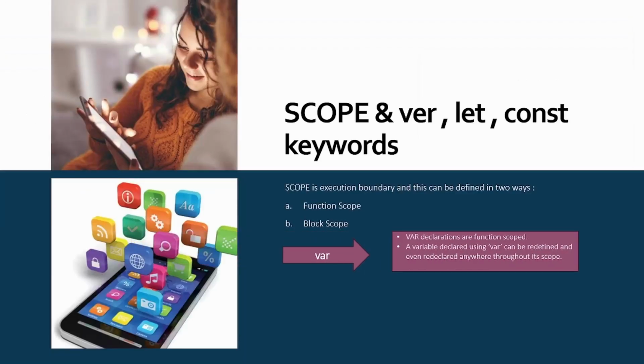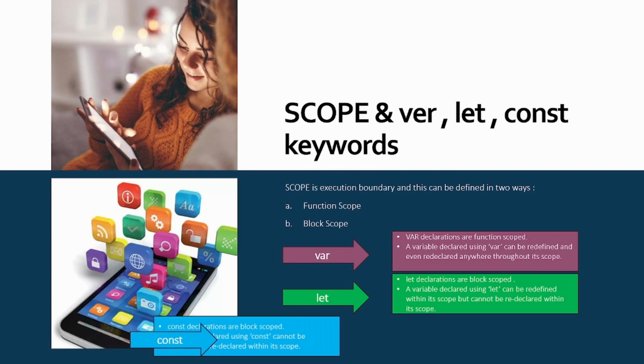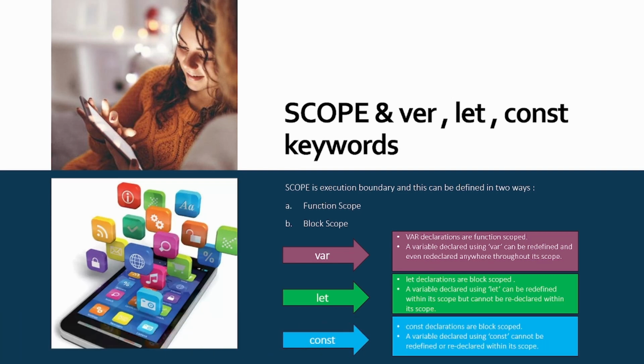So var declaration is function scoped: a variable declared using var can be redefined and even redeclared anywhere throughout its scope. Let declaration is block scoped: a variable declared using let can be redefined within its scope but cannot be redeclared within its scope. Const is also block scoped: a variable declared using const cannot be redefined or redeclared within its scope. I hope you have understood all these differences and you are now pretty much sure when you can use var, let and const.